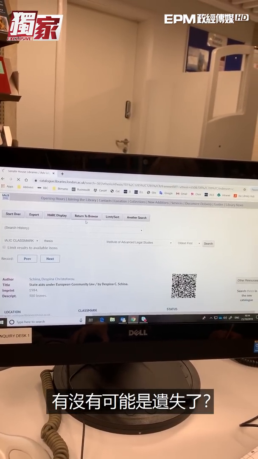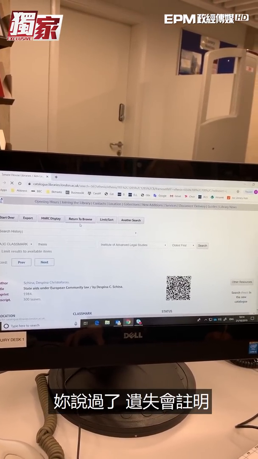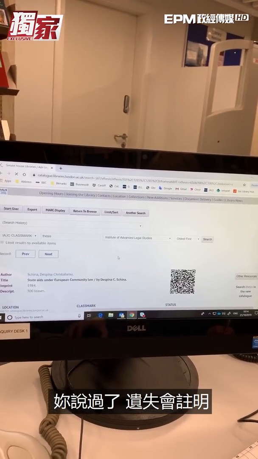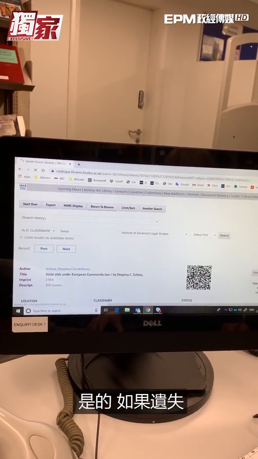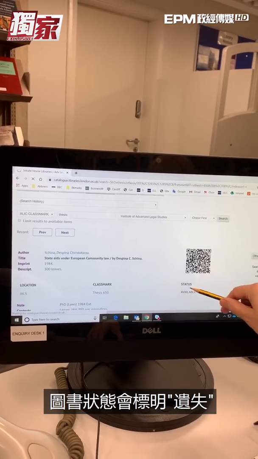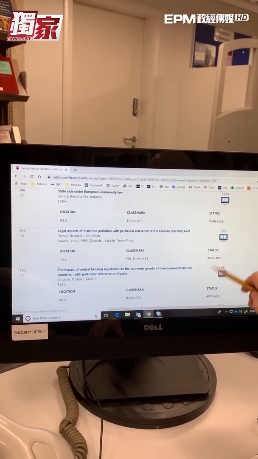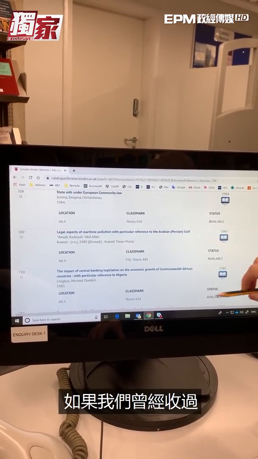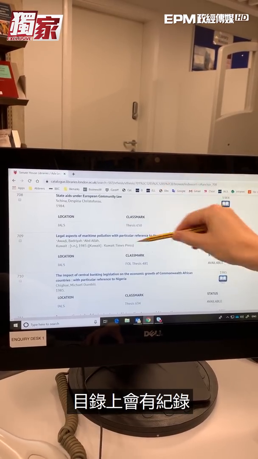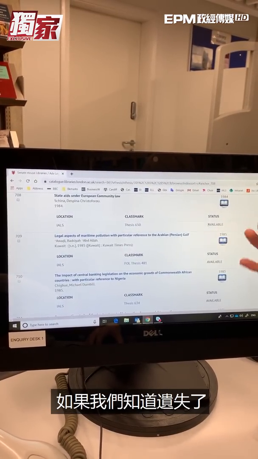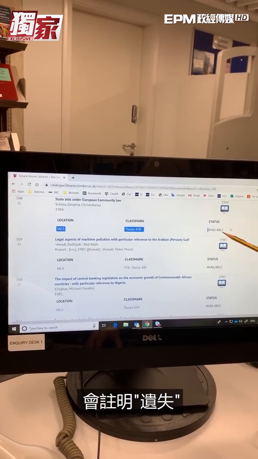Okay. Is it possible it's missing? No, if it's missing, there would be a note. Yes, if it's missing, the status would say missing. So if we had received it, there would be a catalogue record. And if we'd realised that it was missing, it would say missing instead of available.